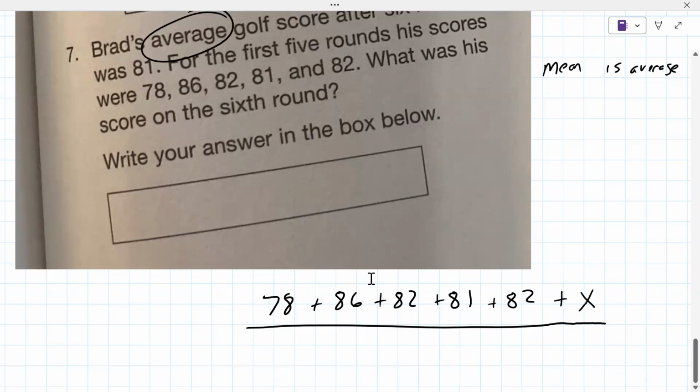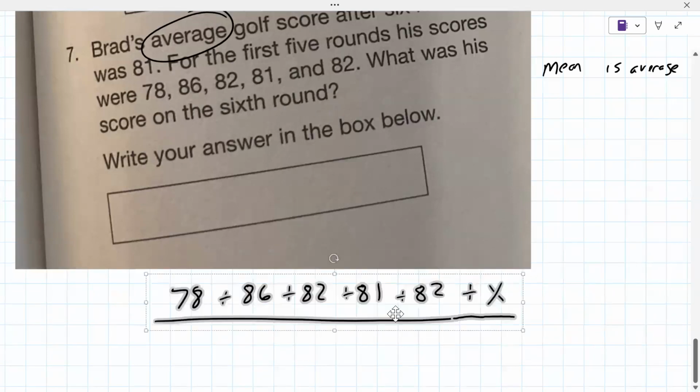So I'm asking, let's just say we knew the 6th score, which we don't at the moment. Let's just say we did. What number would go down here in the bottom? How many scores would there be? I'm just asking you to count. How many scores are there, including the one you don't know? 6. So you would divide by 6. Okay. And they're saying that equals 81.